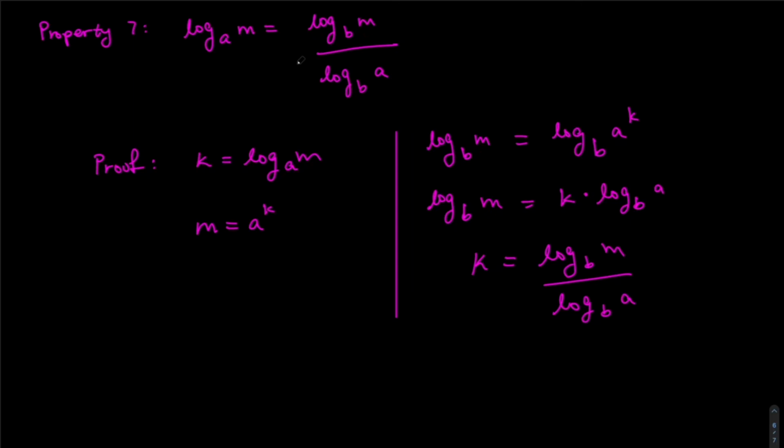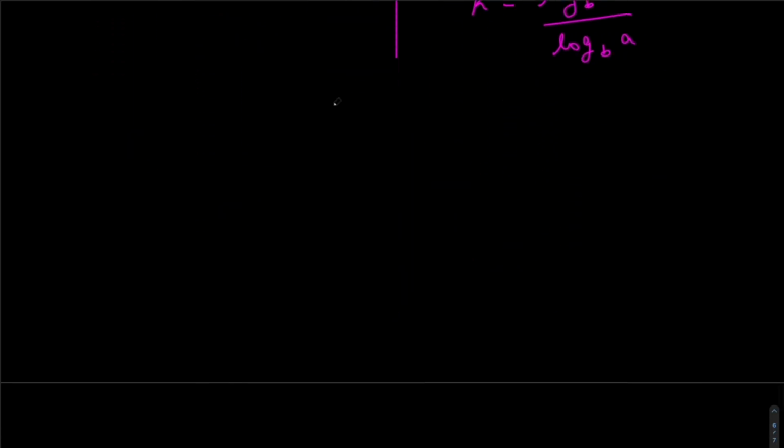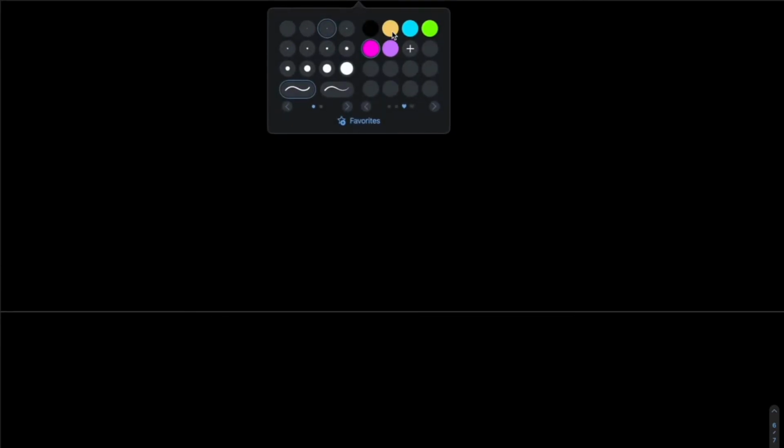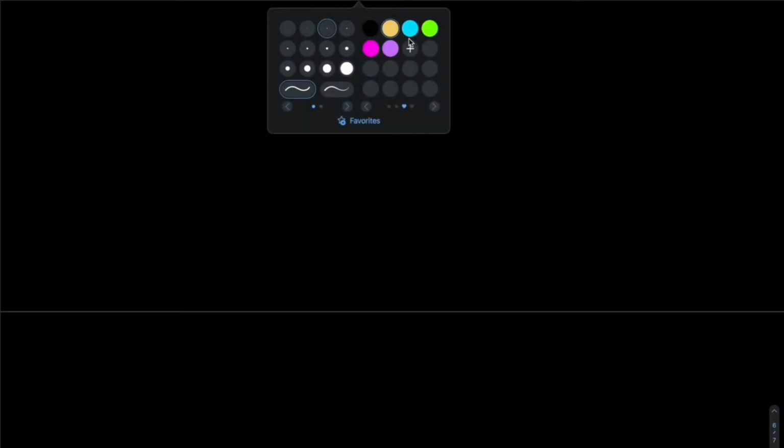Okay, let's look at property number 8. Let me scroll down right here. Property number 8, I'll take light blue. So property 8 says that log base a of m can also be written as 1 upon, or the reciprocal of, log base m of a. I've just reversed them.